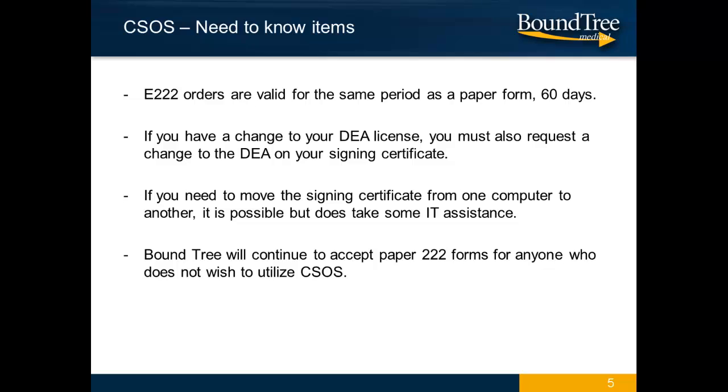Secondly, if you do have a change to your DEA license, you must request a change to the DEA on your digital signing certificate. The signing certificate is based on the information on your license, and if it's not up to date, the order will not go through. Thirdly, if you need to move the digital signing certificate from one computer to another, it is possible, but it does take some IT assistance. We can put you in touch with Legisim, or you can call the number seen on the Boundtree process map. Finally, Boundtree will continue to accept paper 222 forms for anyone who does not wish to utilize CSOS.